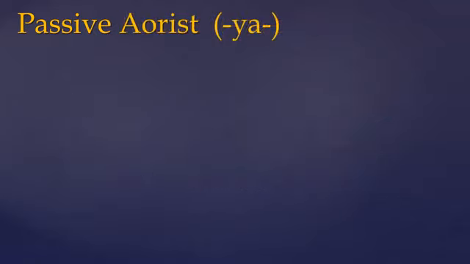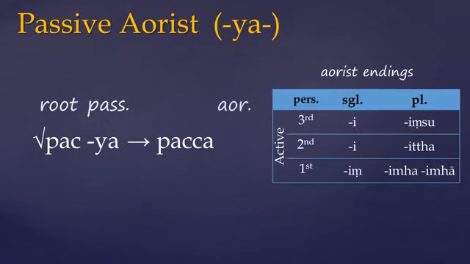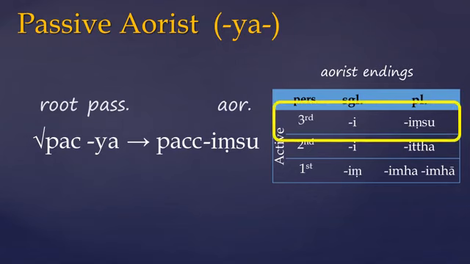And a past tense or aorist passive is formed by taking a verb root, adding to it the passive infix ya to create a passive base, and then to this an aorist ending is added directly. Again, in practice, only the third person endings are found in the early Buddhist texts. So if we take the third person plural, we get they were cooked.